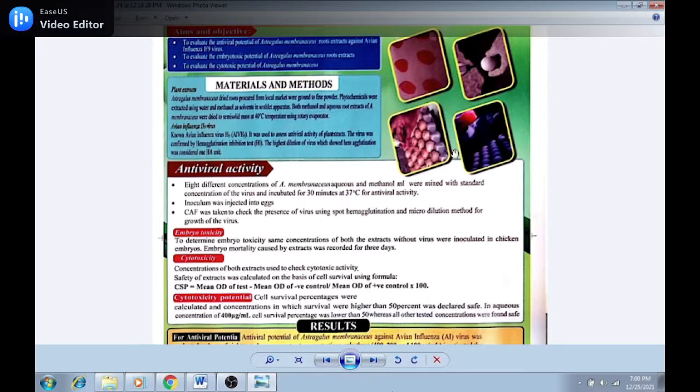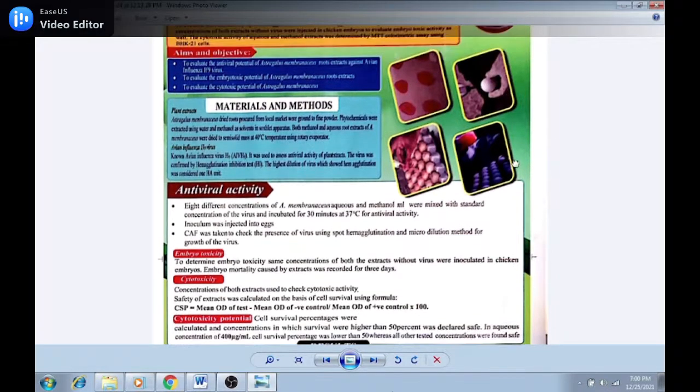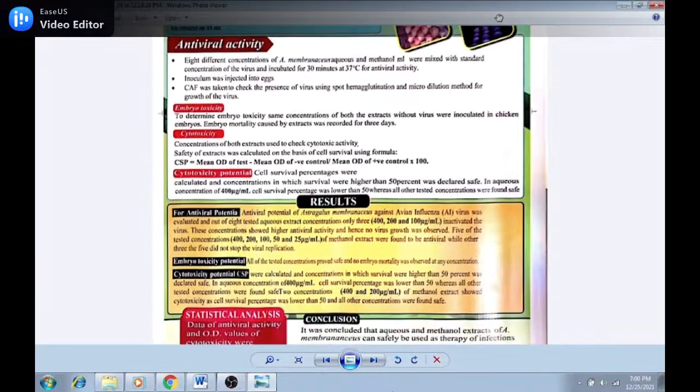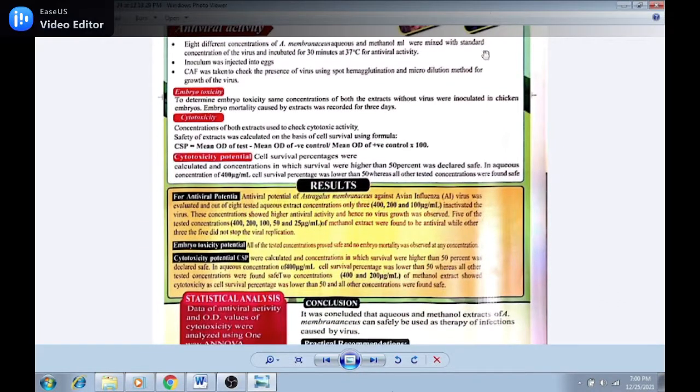Each virus and extract mixture was injected into 9-day-old chicken embryos procured from high-tech laboratories Lahore using the allantoic cavity route under sterilized conditions. The inoculated eggs were incubated, and after incubation, the eggs were harvested and the chorioallantoic fluid was collected in sterilized test tubes to check the presence of virus using spot hemagglutination and the microdilution method.